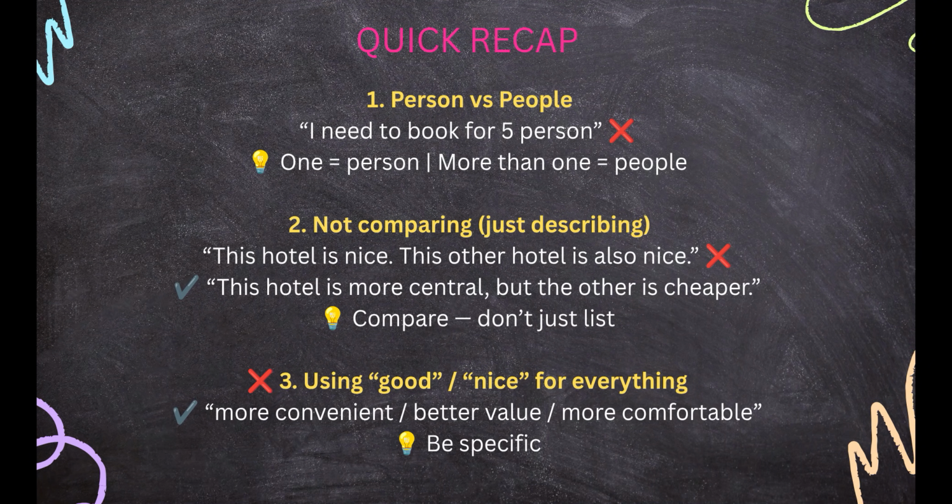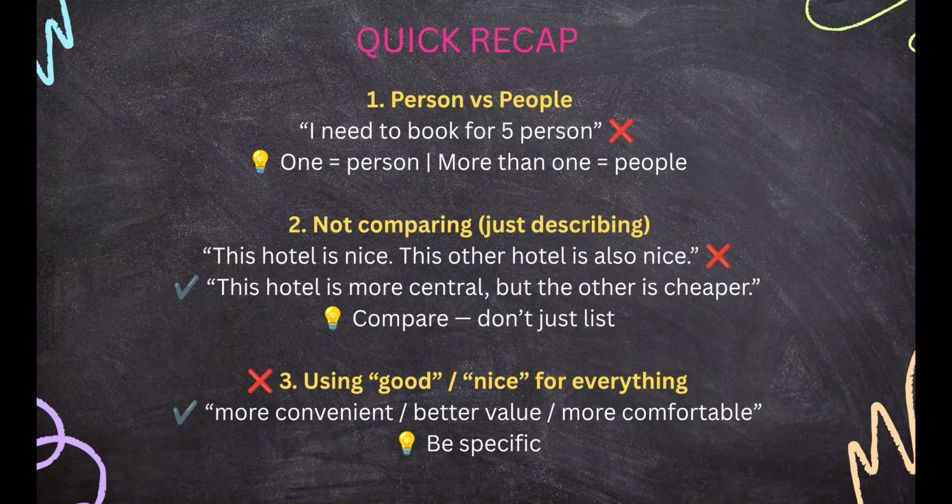Another common issue happens when people describe options, but don't actually compare them. So they say things like, this hotel is nice. This other hotel is also nice. But in travel English, we don't just list options, we compare them. So instead, you could say, this hotel is more central, but the other one is cheaper. Or, this one has better amenities, but that one is more flexible. That's exactly what we did in today's episode, comparing options, not just describing them.